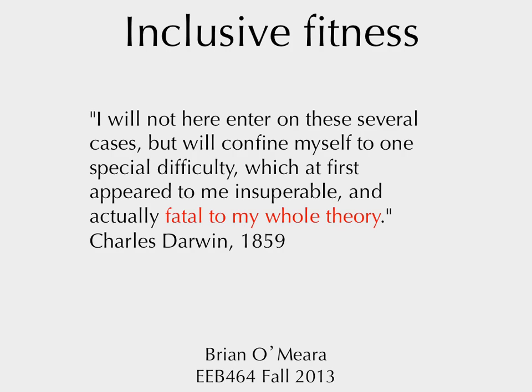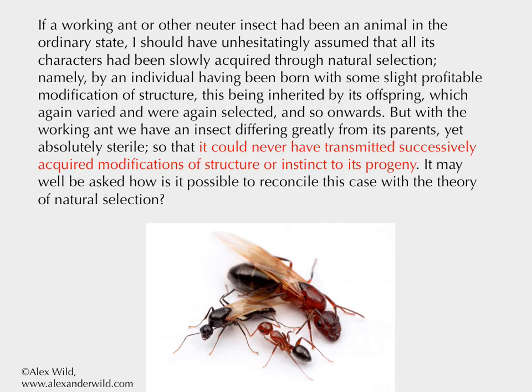All right, so we'll follow on from last class and start talking about inclusive fitness. The buildup, a scary buildup, right? Was Darwin wrong? Was it fatal to his entire theory? No, he wasn't wrong. He was wrong about some things, like don't marry your cousin. But what he's talking about here, he was actually okay with. So I'll give you a chance to read this.